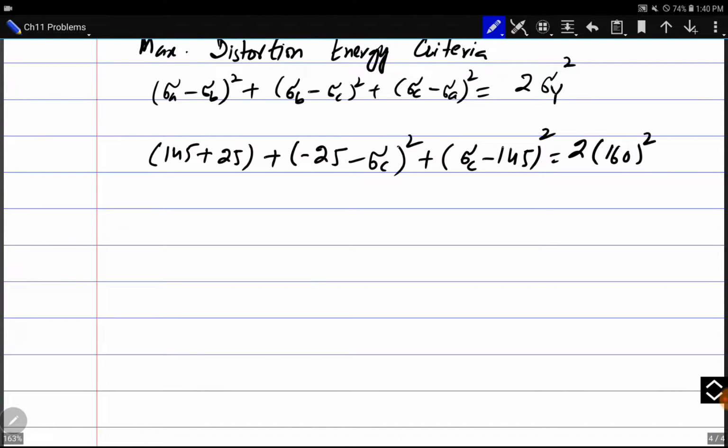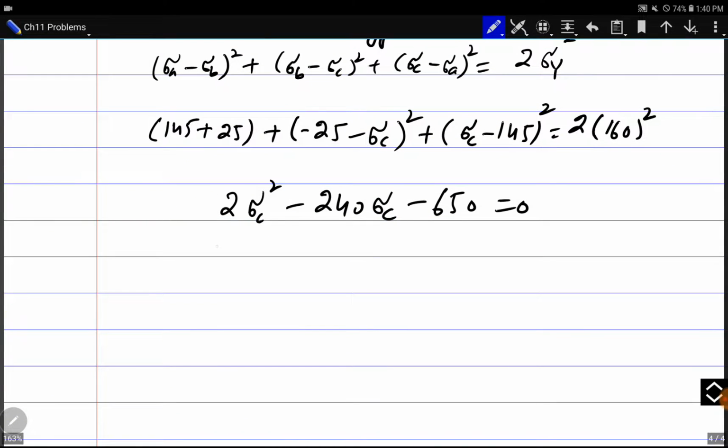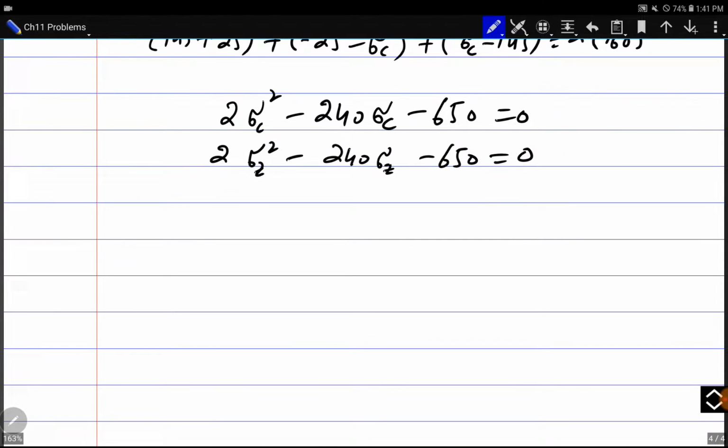You can find sigma C from here. It gives 2 sigma C squared minus 240 sigma C minus 650 equal to 0. It is a quadratic expression. Sigma C is actually sigma Z, we have already established it earlier. So let me replace sigma C with sigma Z: 2 sigma Z squared minus 240 sigma Z minus 650 is equal to 0. It is a quadratic equation, and you can find the roots of this expression.